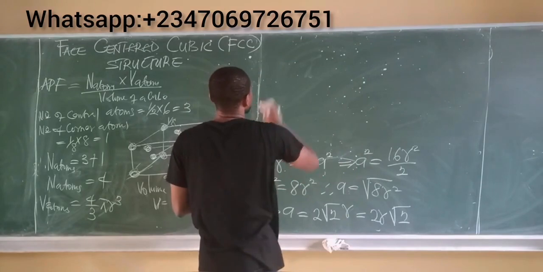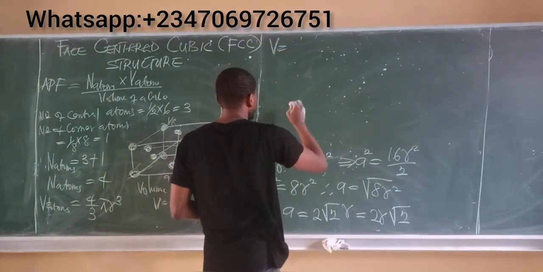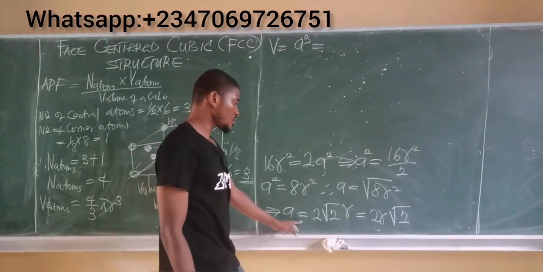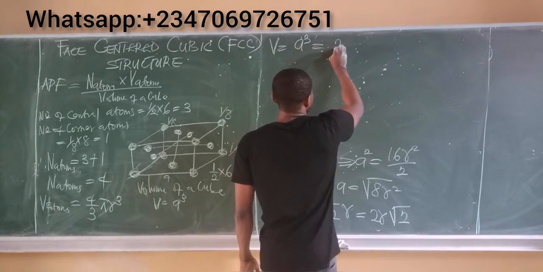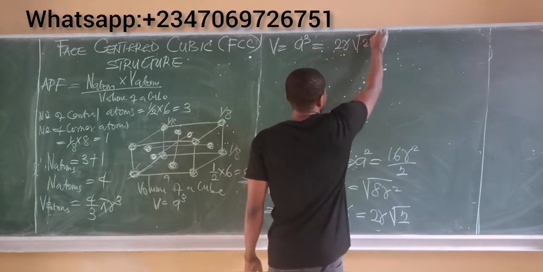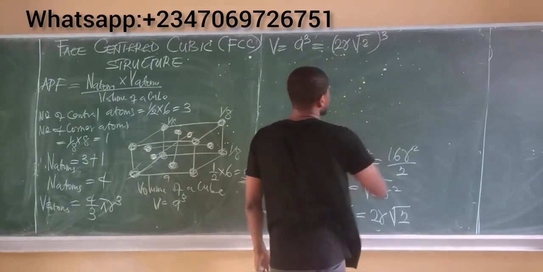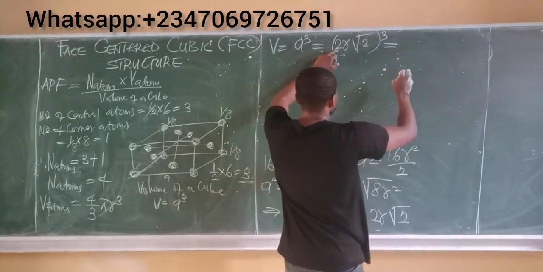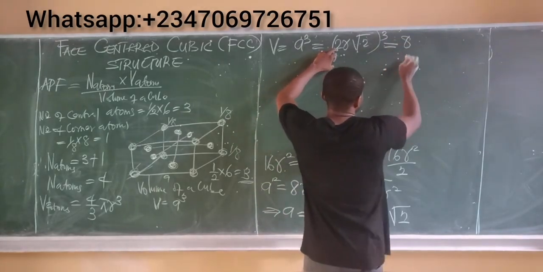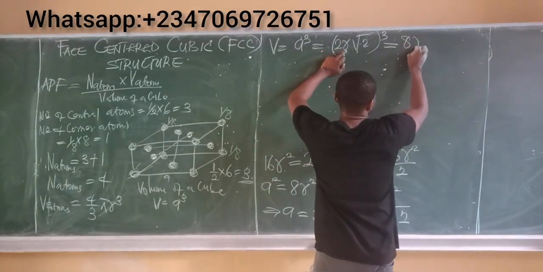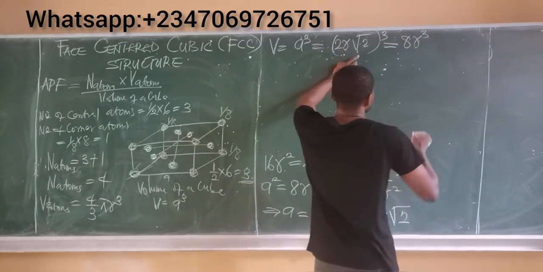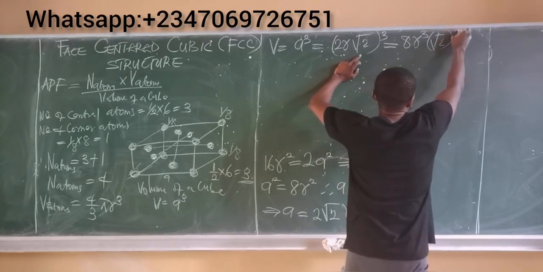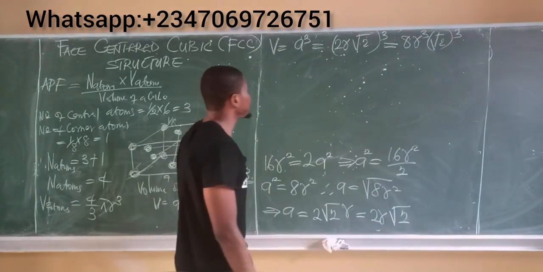Alright, so V is simply equal to a to the power of 3, and a is equal to 2r root 2. So you simply have 2r root 2 all to the power of 3. Okay, and this is now equal to 2 to the power of 3, which is 8, r to the power of 3 is r cube. Then we'll compute root 2 all to the power of 3. Okay, we have this, so I can leave it like this.